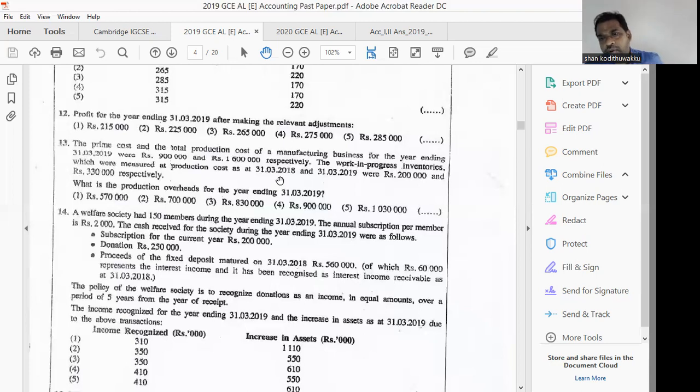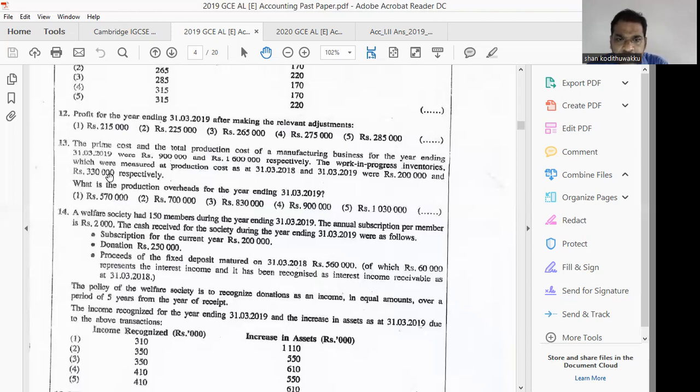So the value of closing partly finished goods, that is WIP. Then you finally take the cost of production for the goods produced during the period. Here we are given total cost of production 1.6 million, that is 16 lakhs. You are given prime cost 900,000. Normally you take prime cost and overhead cost, then add opening WIP, deduct closing WIP, then finally take 1.6 million according to the given details.